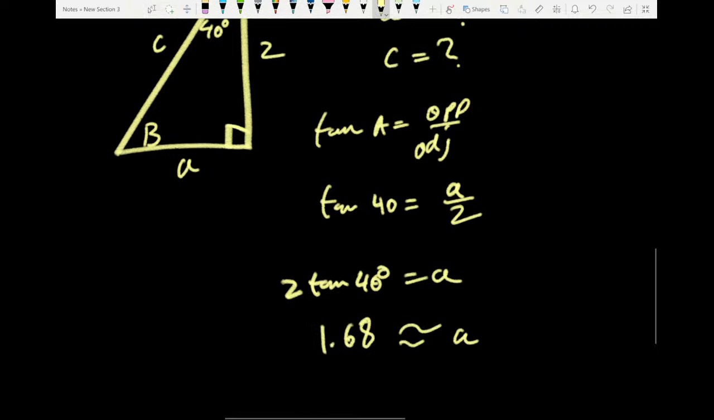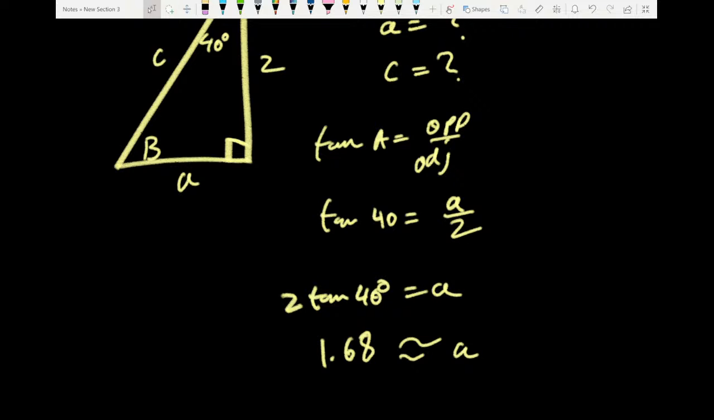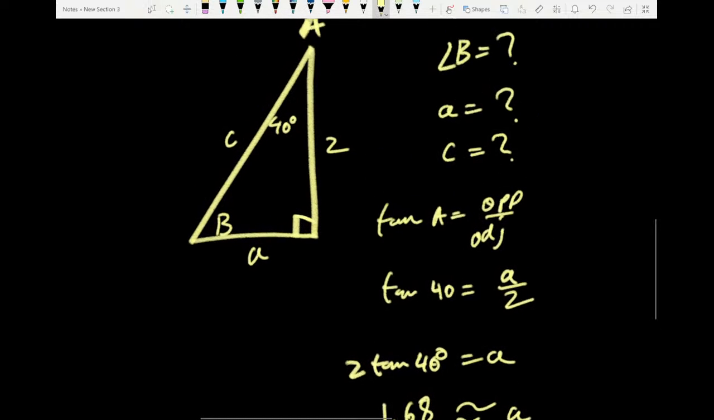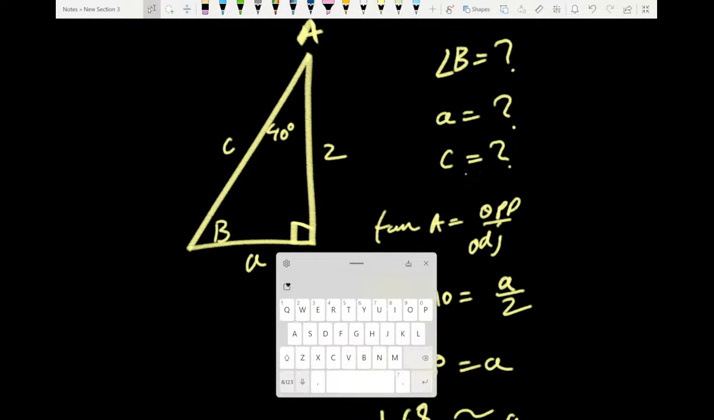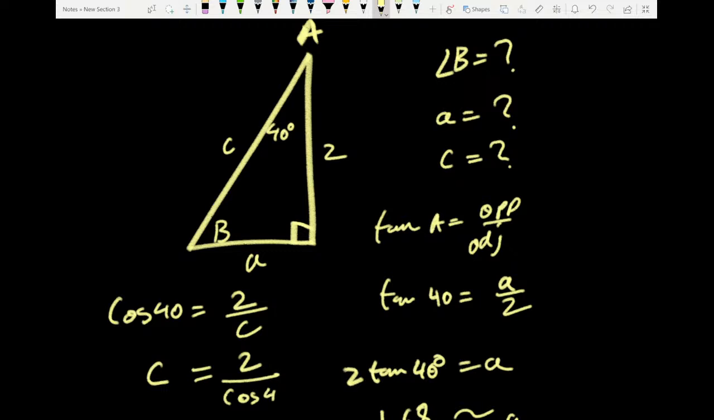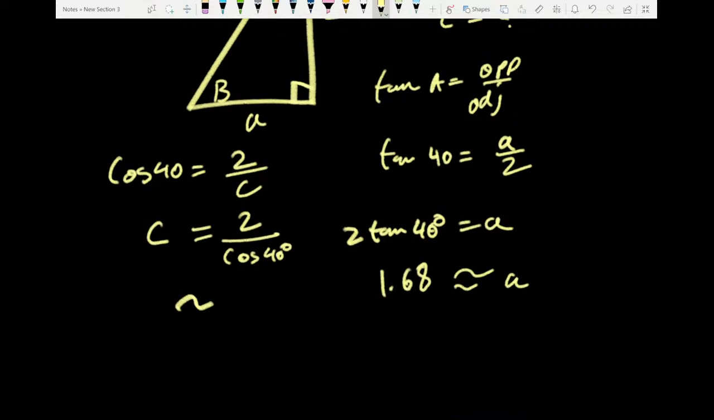And so roughly A would be 1.68. Could we have used the Pythagorean theorem to figure out C? Yes. But since we're doing trig functions, let's use another trig function. According to this angle, this is the adjacent, and this is the missing one. So we'll use cosine of 40 equals 2 over C. So C equals 2 over cosine of 40, and roughly what you will get is 2.61.